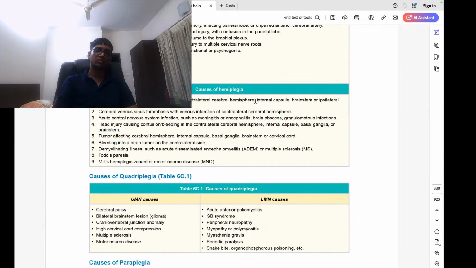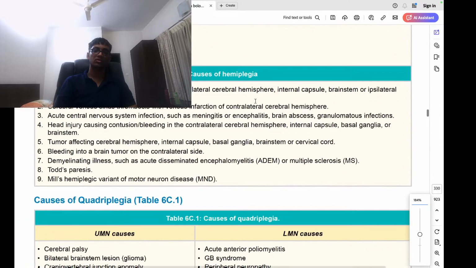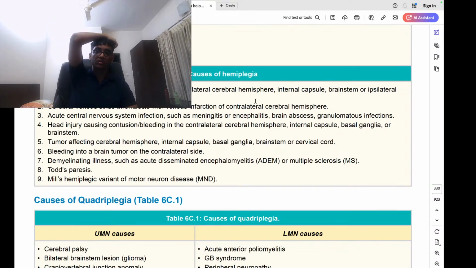Then causes of hemiplegia, you have ischemic or hemorrhagic stroke affecting contralateral cerebral hemisphere, internal capsule, brainstem or ipsilateral upper cervical cord. Cerebral venous sinus thrombosis with venous infarction of contralateral cerebral hemisphere. You have acute CNS infections such as meningitis, encephalitis, brain abscess, granulomatous infection. Head injury causing contusion, bleeding in the contralateral cerebral hemisphere, internal capsule, basal ganglia or brainstem.